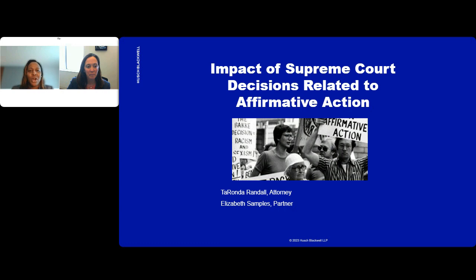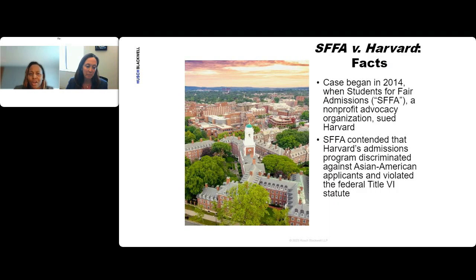So to kick things off, we'll talk a little bit about Students for Fair Admissions versus Harvard, just some of the facts of the case. Students for Fair Admissions, which is a nonprofit advocacy group that opposed affirmative action, brought an action against Harvard, alleging that they violated Title VI of the Civil Rights Act by implementing a race-conscious admissions program that SFFA contended discriminated against Asian American applicants. In conjunction with this lawsuit, SFFA also brought a lawsuit against UNC, which I'll talk about a little bit later. And SFFA claimed that Harvard and UNC both ignored viable race-neutral alternatives for achieving a diverse student body.